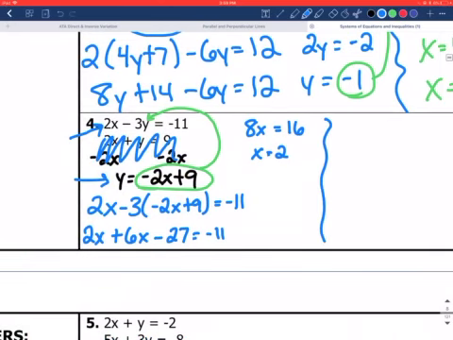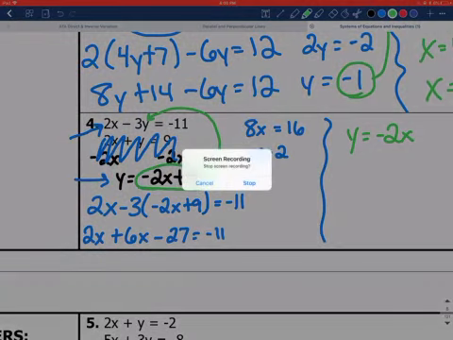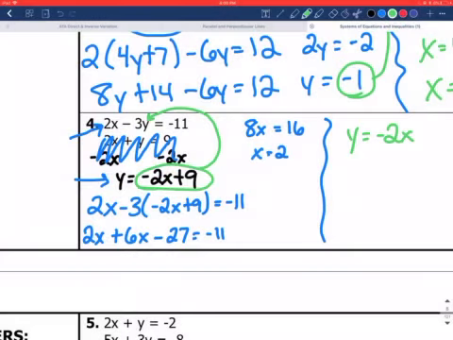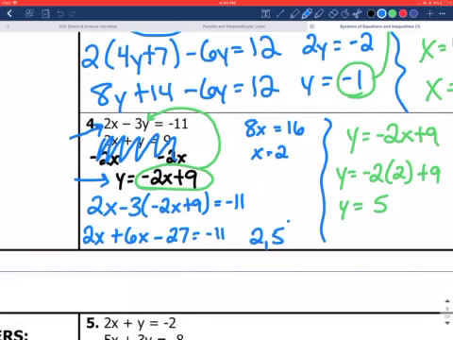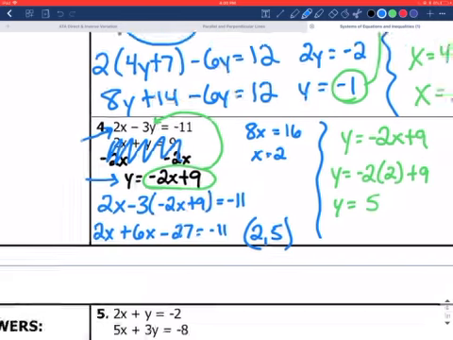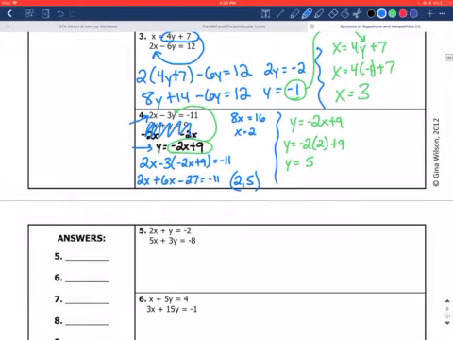So I take that 2. So I got my x. Now I'm looking for y, and I can just use this equation that we already have for y, negative 2x plus 9, and take that and plug it back in. Plug in the x. So negative 2 times 2 plus 9, that will be negative 4 plus 9, which will give me 5. So my final answer here is 2, 5. That point is your answer for number 4.